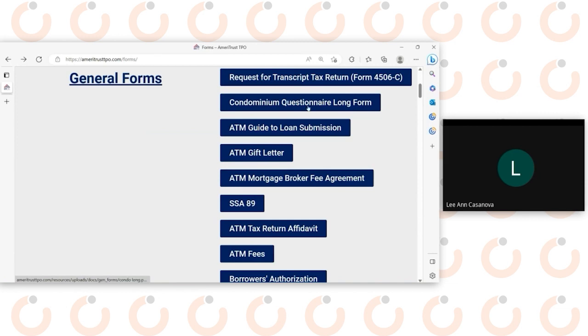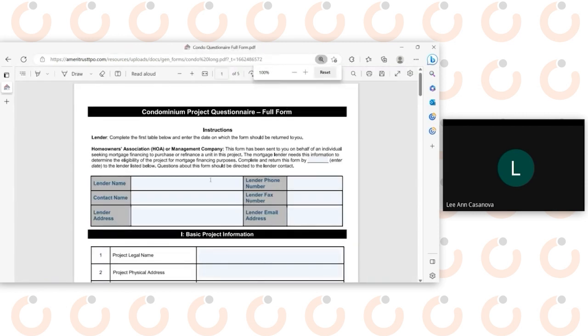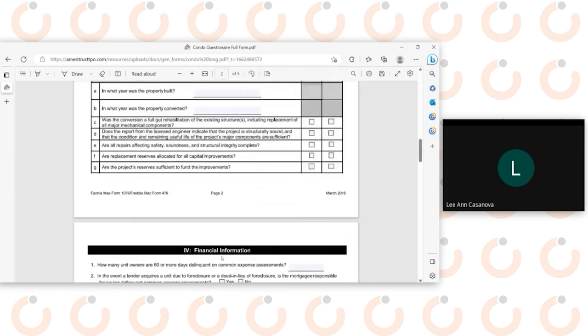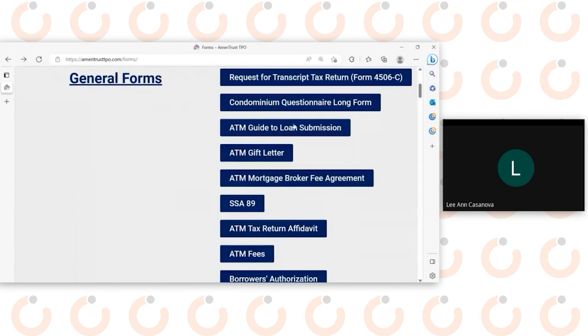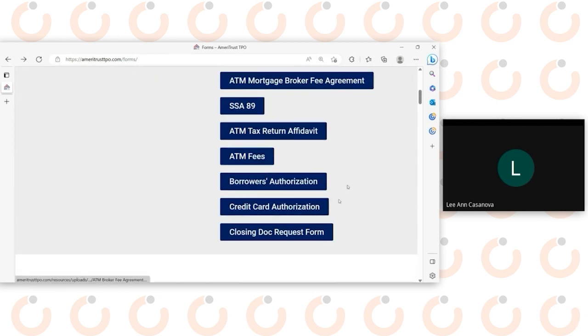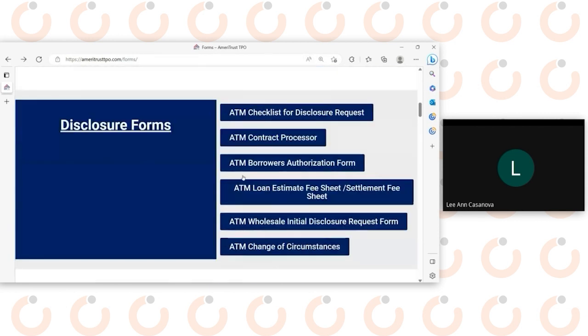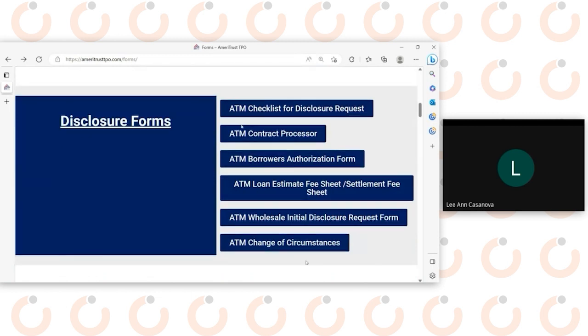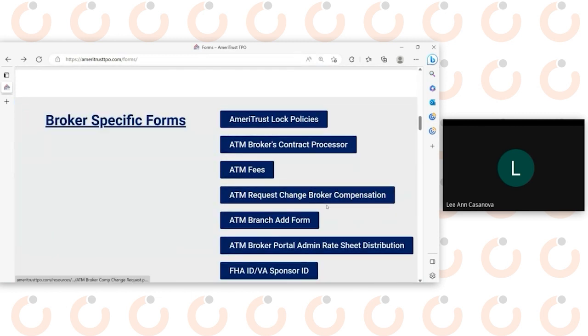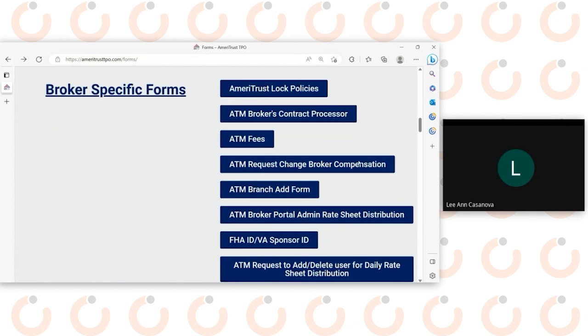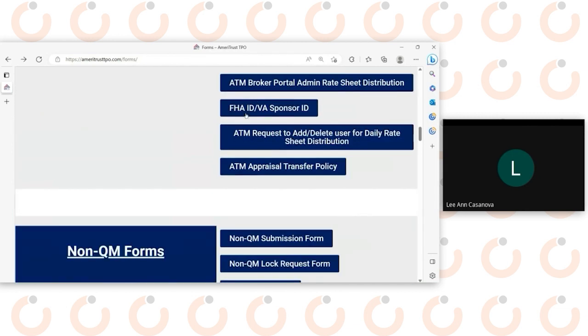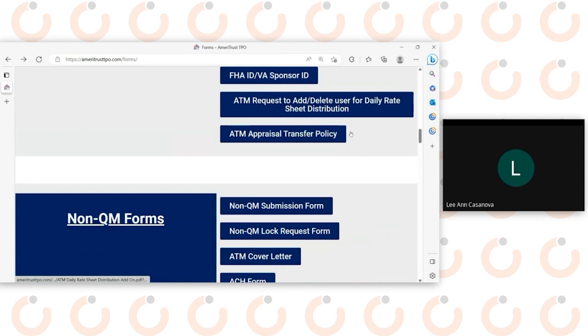Our condo questionnaire is right here. Now, I will say this on the condo questionnaire. You're free to use a different one, provided it answers all the questions that we have on ours. So that's one thing you need to be a little cognizant of there. We have a guide on how to submit the loan, borrower's authorization, disclosure forms are here, broker-specific forms, including locks, is here, your fees, FHA, VA, sponsor ID number, everything like that.